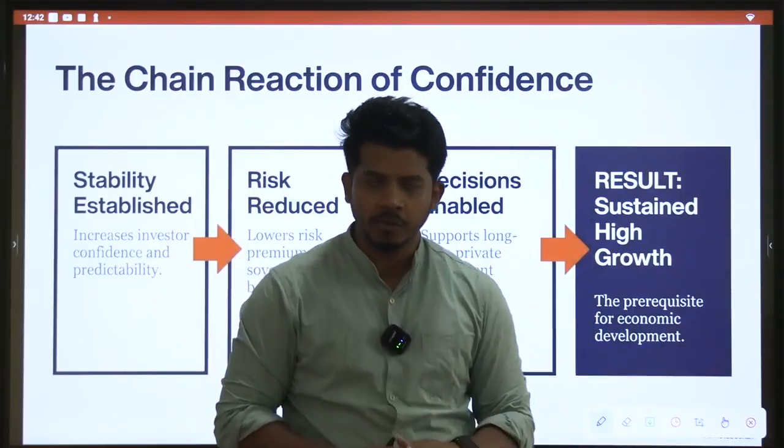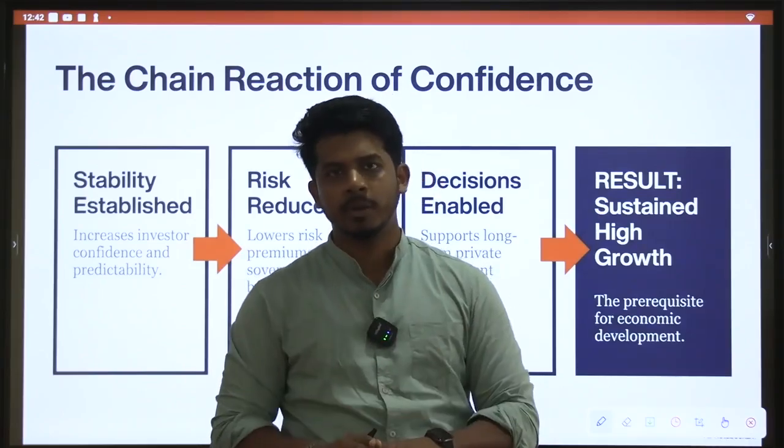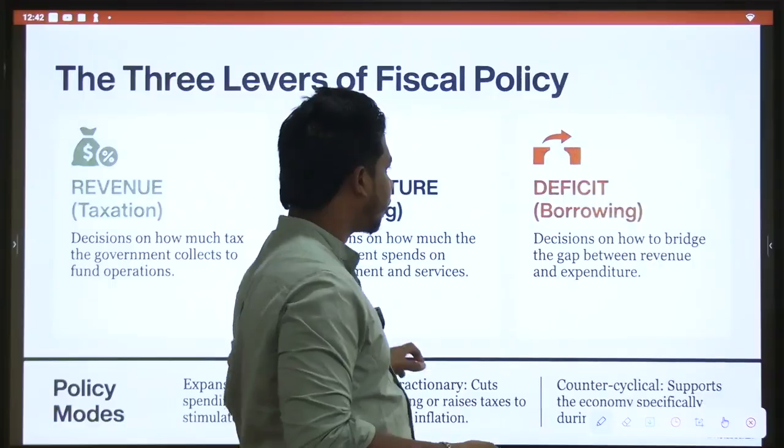More people investing in new factories, new companies, more employment, more taxes, more revenue to the government, more products will be produced, more growth to the country.